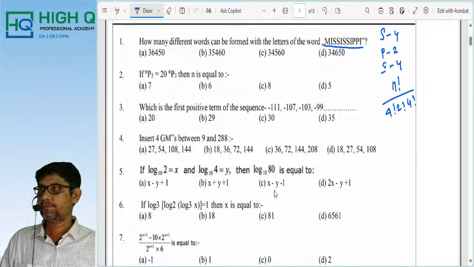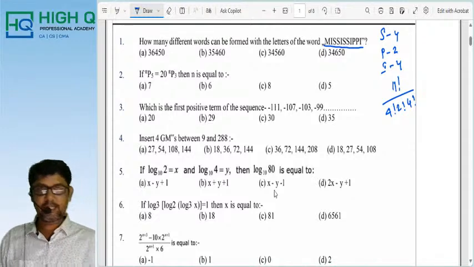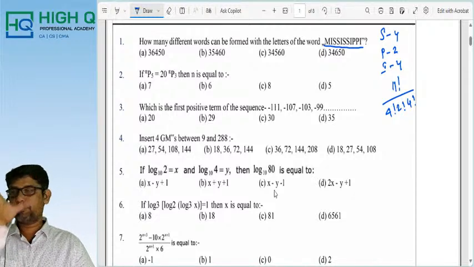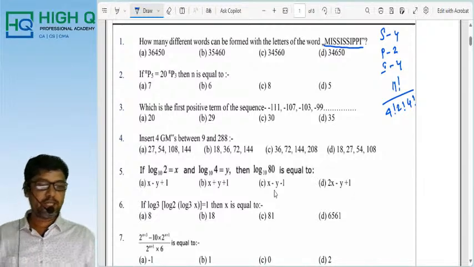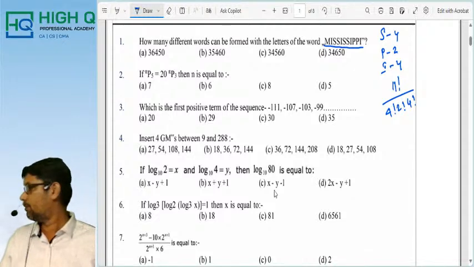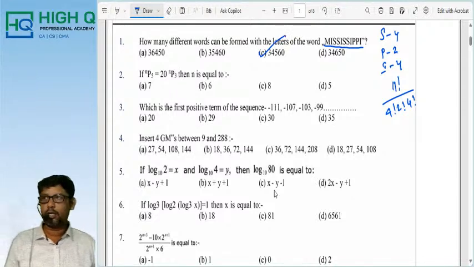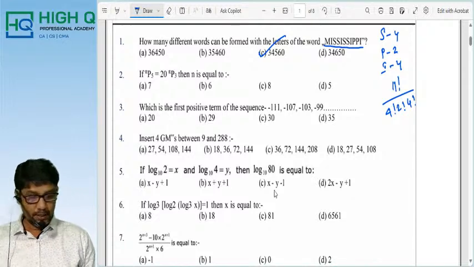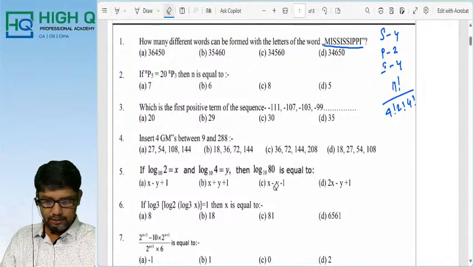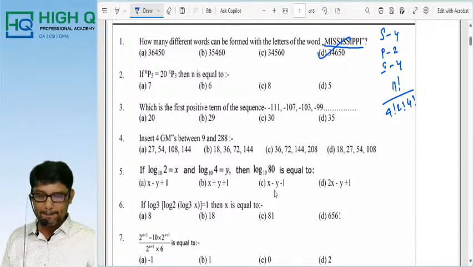34,560. Just check the answer. Guys attending online, I want you to be ready with the calculator and some worksheet. Today's session, you are also going to solve. I'll give time for you to solve the questions. So option C, 34,560. Have you all got it? Is it D? Yes, 34,650, not 560, which is 650. Okay. Next one.